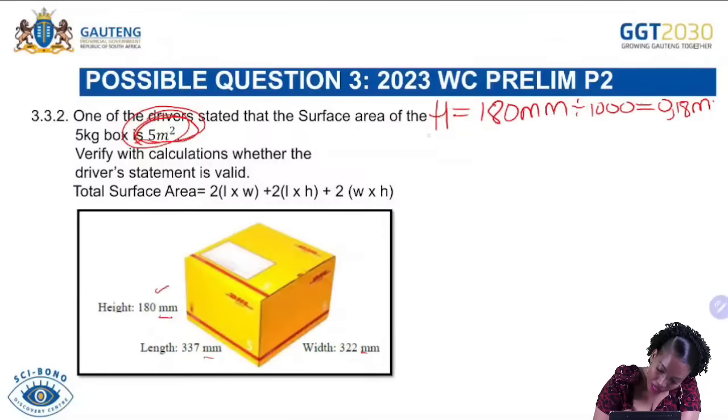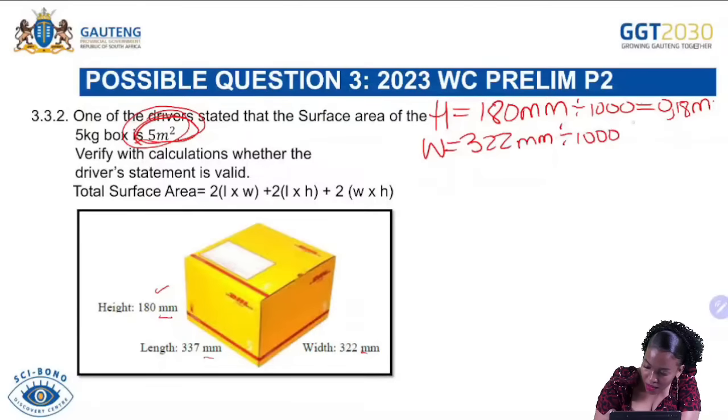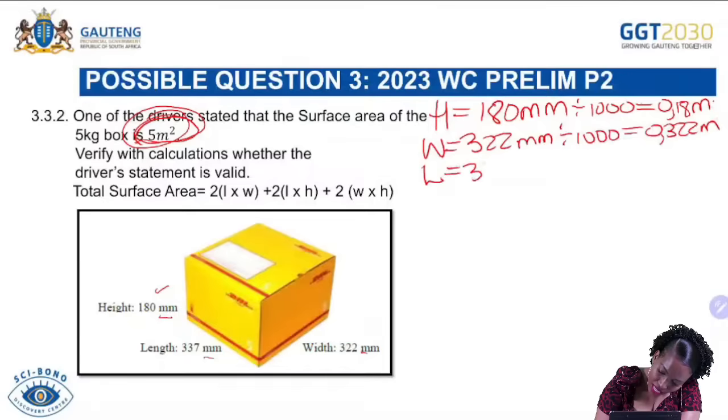That is the height. And then the width, it will be 322 millimeters. Again, we divide by 1,000. The answer would be 0.322 meters. And then we've got the length, which is 337 millimeters divided by 1,000.